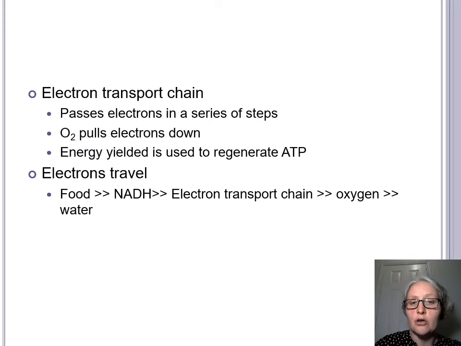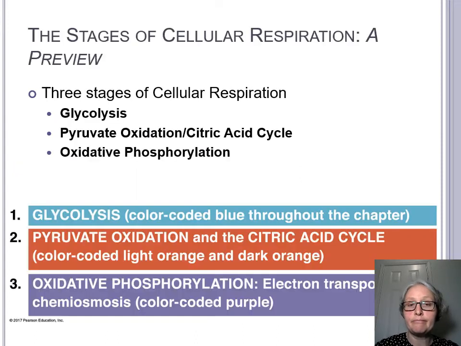So in review, our electron transport chain is passing the electrons down in a series of steps. The reason that the electrons are moving through that electron transport chain is because oxygen is pulling the electrons down. Those little poofs of energy are going to be used to generate ATP. So if we think about the path that our electrons are taking, first the electrons were in our food, then we put them into an NADH box, then they were put onto the electron transport chain, where eventually they combine with oxygen to form water. You should know that that's sort of the path that these electrons are taking through the process.